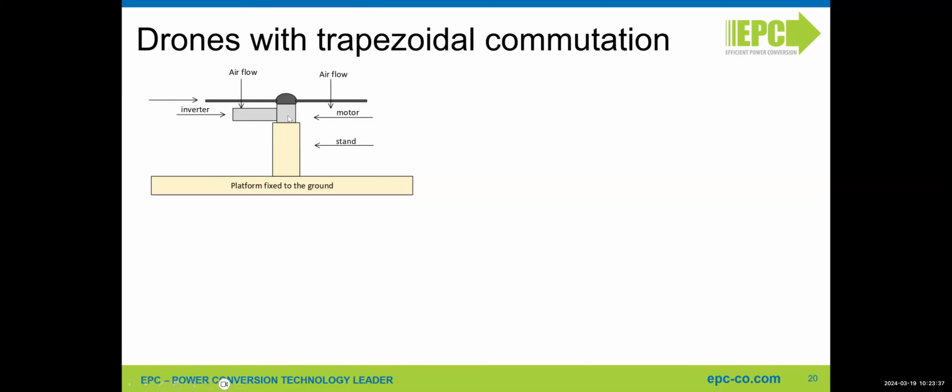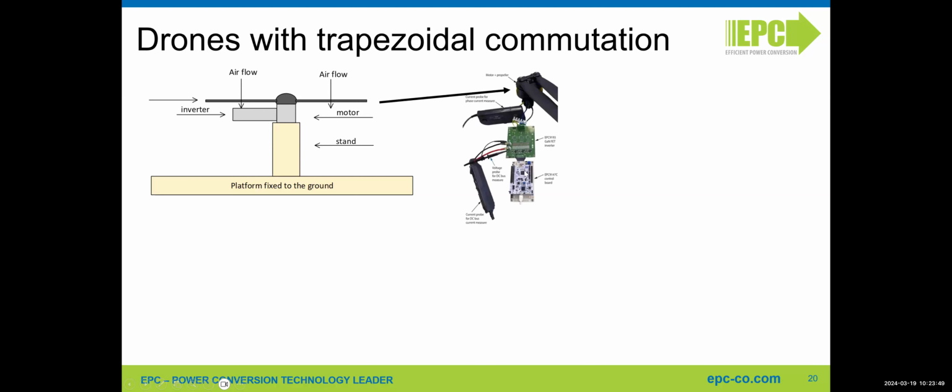So we connected this motor to a platform fixed to the ground and to a stand. And the inverter is usually either inside the motor or just in the arm of the motor. And here is an example. What we did, we first used the original inverter. And then after a while, we removed the original inverter and plugged in one of our reference design boards to drive the motor.